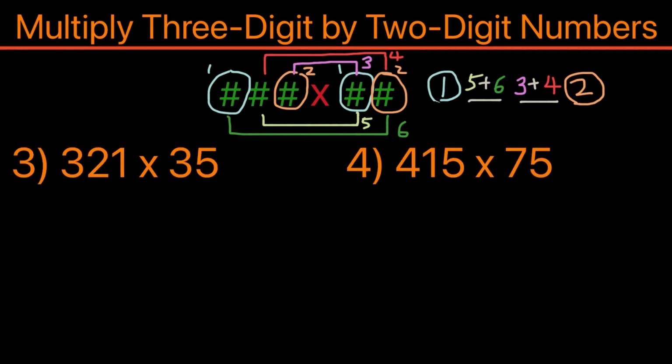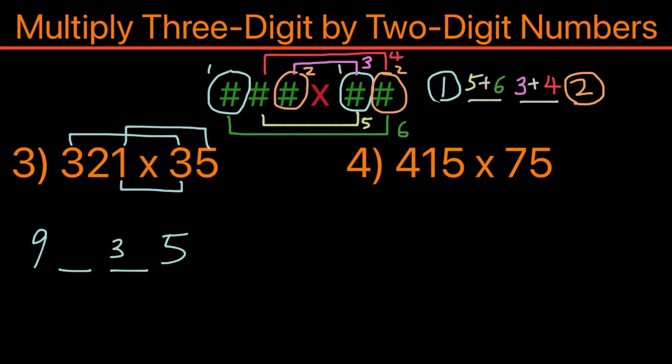Now moving on to example 3, we have 321 times by 35. So we're going to multiply the first digits. 3 times 3 is 9. Then second step, last digit to last digit. 1 times 5 is 5. 2 spaces in between. Step 3, last digit to first digit. 1 times 3 is 3.